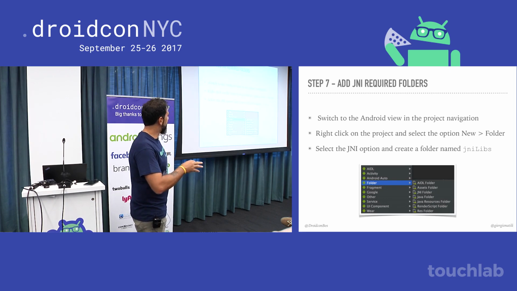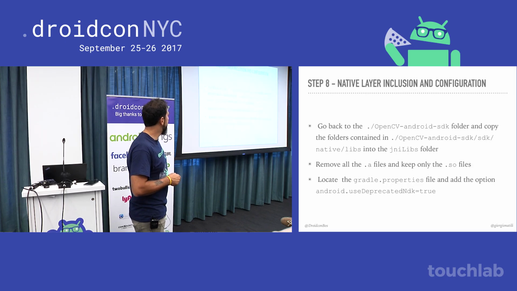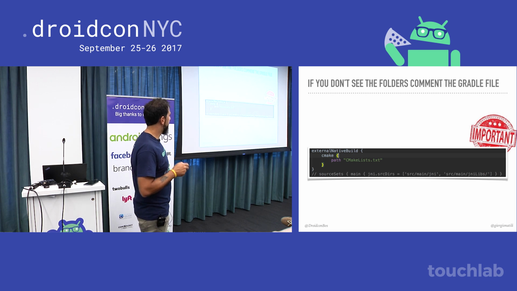Then, in order to include the native libraries that come from OpenCV, you go on folders, you create a new JNI folder, and you go back in your SDK, you copy and paste all the files that you find under SDK native libs, and remove all the A files. So actually you are keeping all the .so files. You ask Android to use the deprecated NDKs, and that's important.